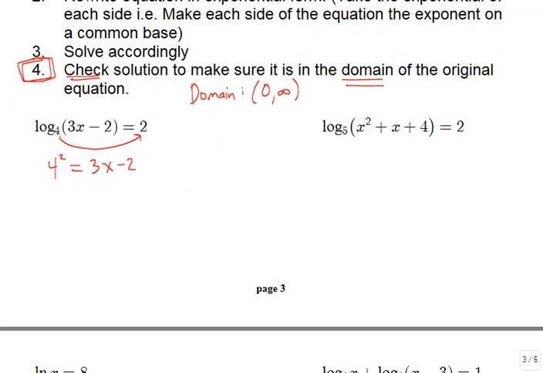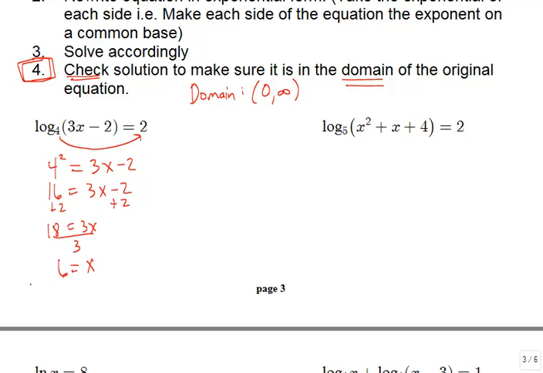So now there's no log left over at all. We've rewritten this completely. 4 squared is 16. And now we just have a nice linear equation. So I'm going to add 2 and get 18. And then I'm going to divide by 3 and get 6.